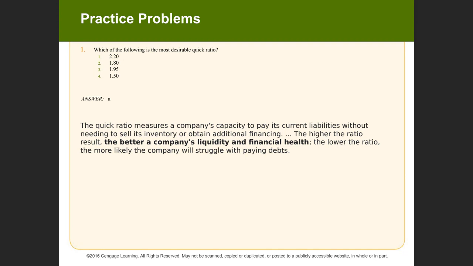And that's because the quick ratio measures the company's capacity to pay its current liabilities without having to sell its inventory to obtain additional financing. Basically, you want the higher ratio because it measures the liquidity and the financial health. The lower the ratio, the more likely the company would struggle to pay its debts. So you want a high quick ratio.